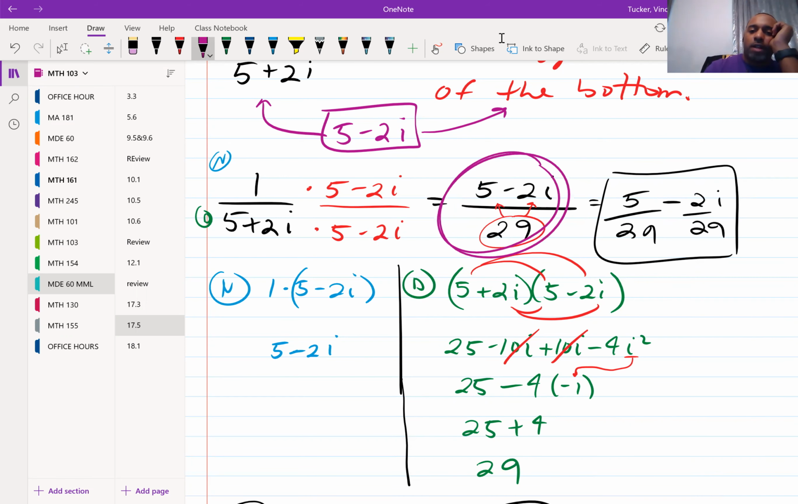So that takes us right here to 5 minus 2i over 29. And then for complex numbers, you have to break it up and write it this way. So that 29 goes to both terms in the numerator. So it's 5 over 29 minus 2i over 29. And that would be your complex number.